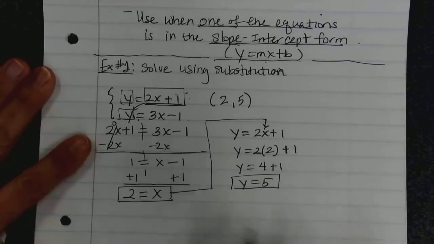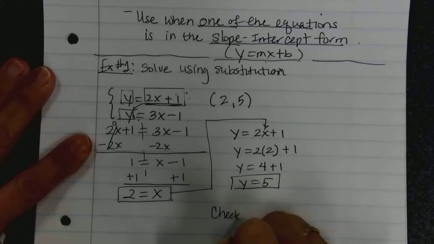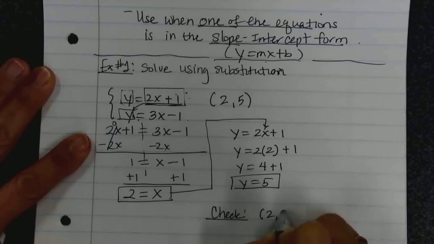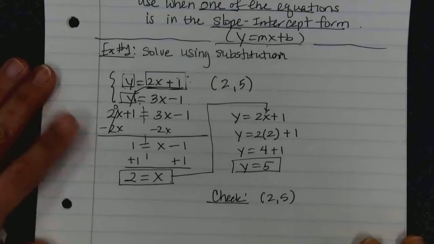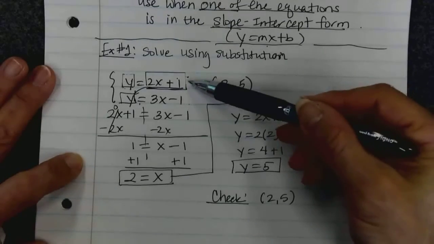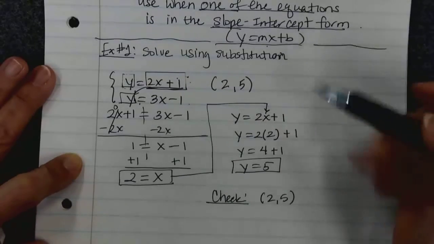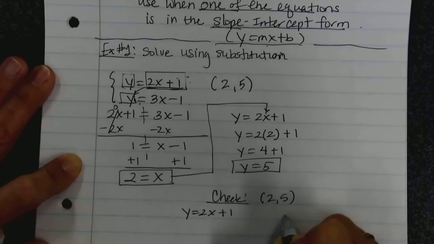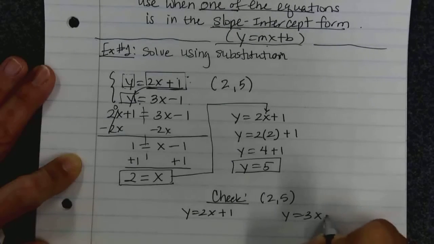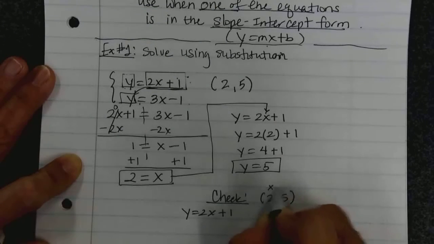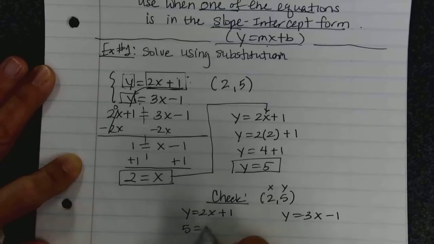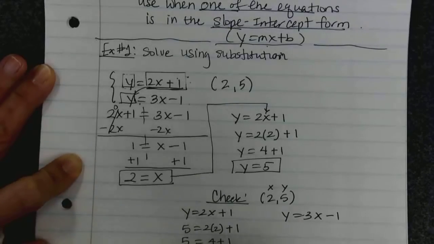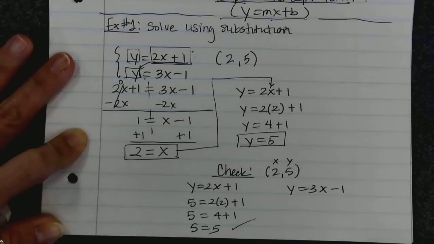To check that this point is where the two lines cross, we take both equations and plug those values in to see if both statements are true. This is my x and y, so we plug it in. 5 equals 2 times 2 plus 1. 5 equals 4 plus 1. 5 does equal 5, so this side checks.